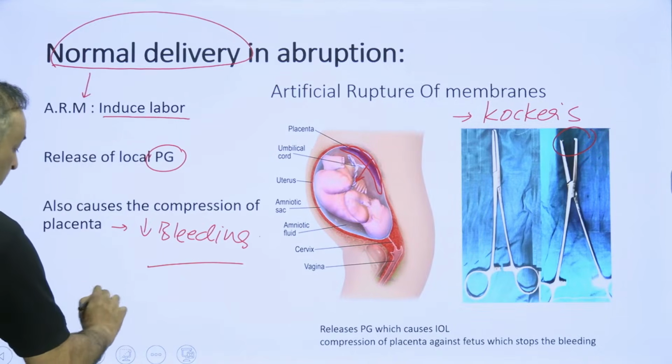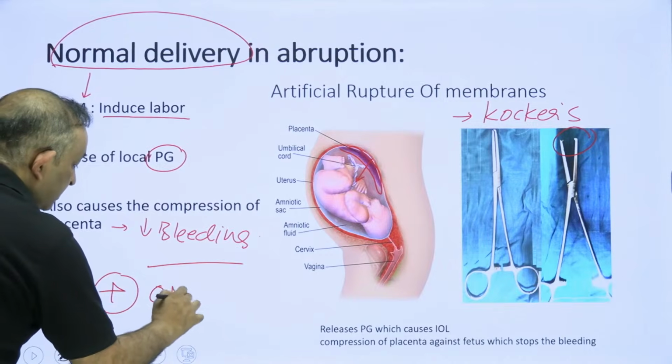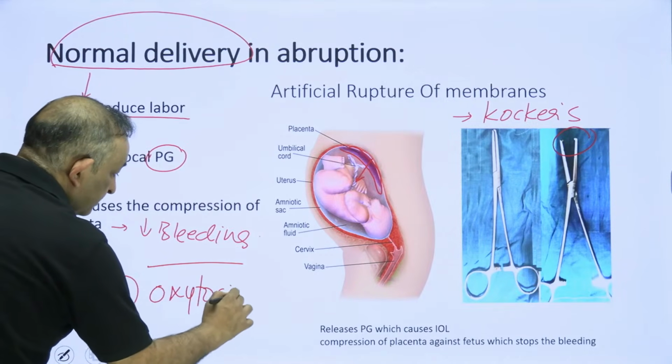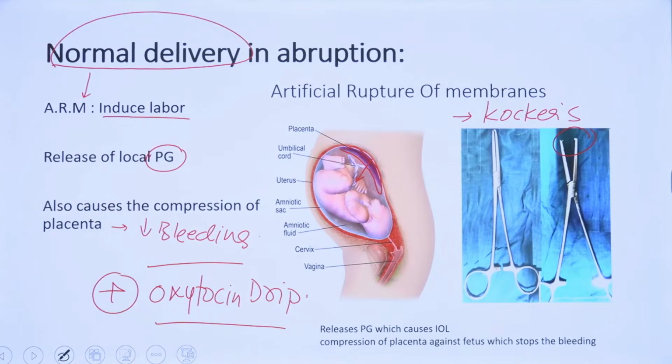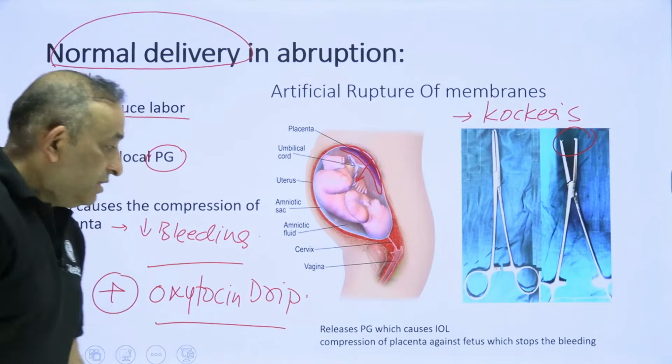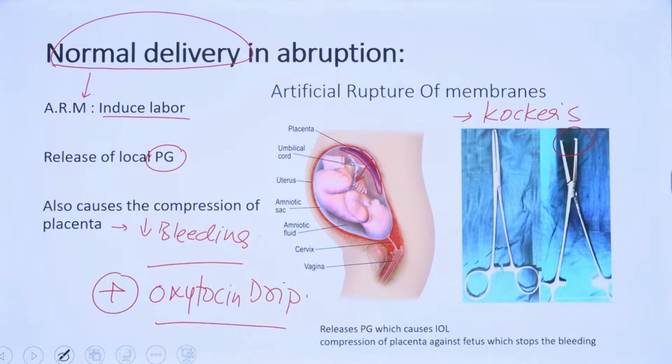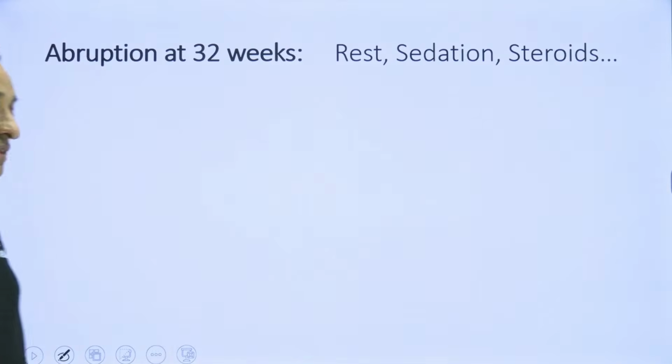All right. Plus, we can give an oxytocin drip. Give an oxytocin drip. That is also going to help in the delivery. All right. Now, that is abruption at term.